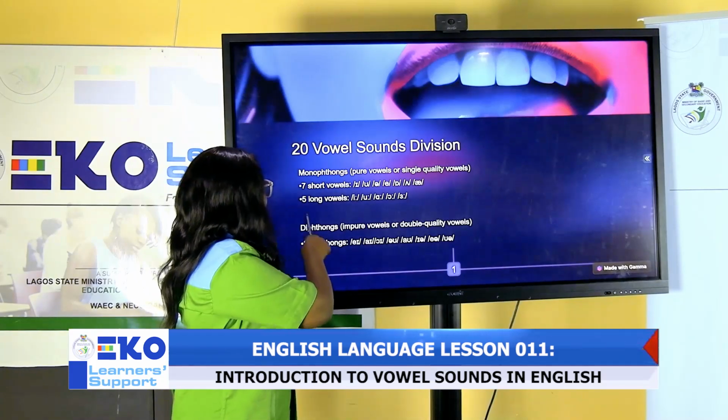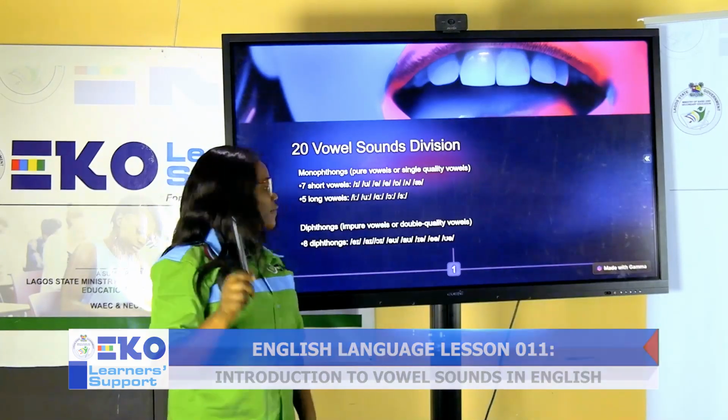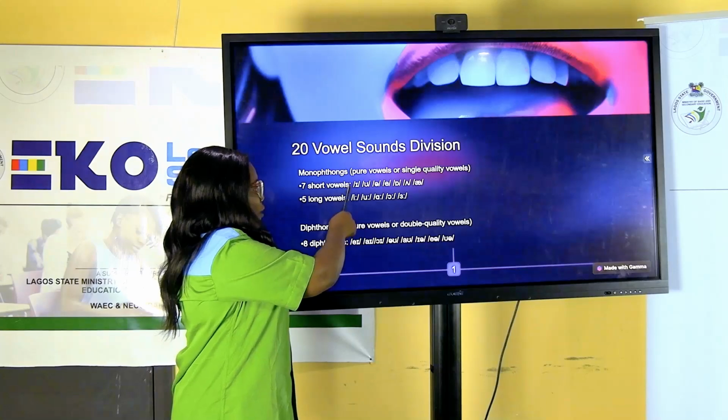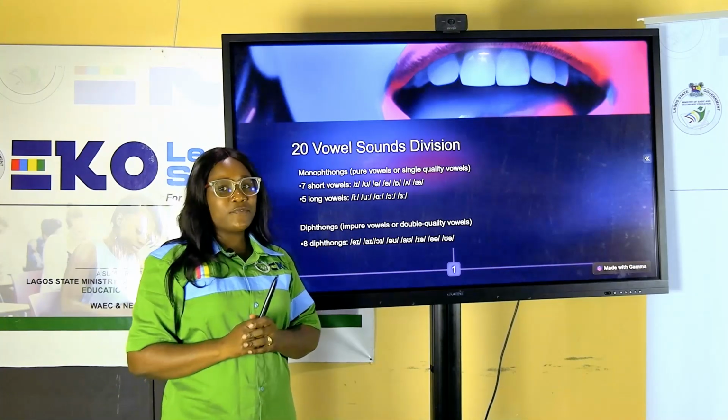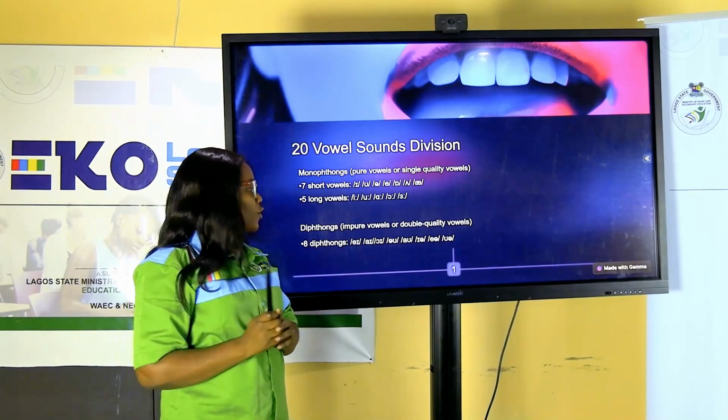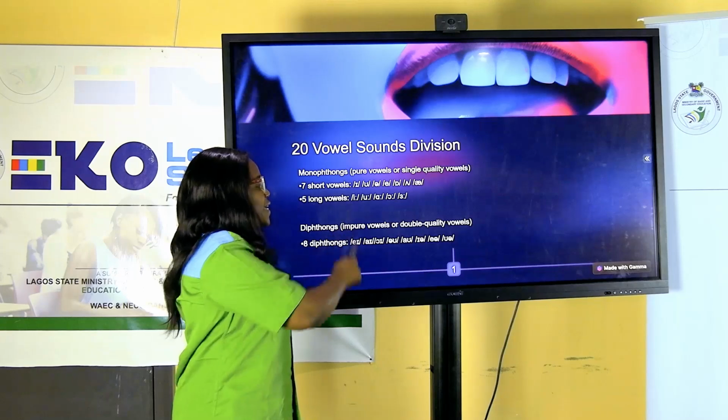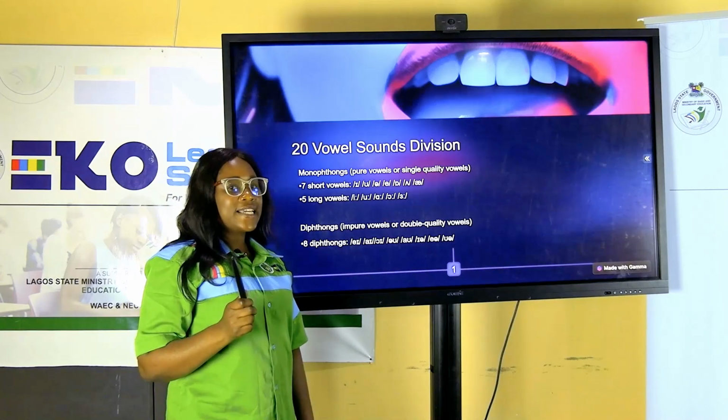All right? And then we have 5 long vowels. I'll use words close to the ones I've used before for easy following. We have E, as in seat.